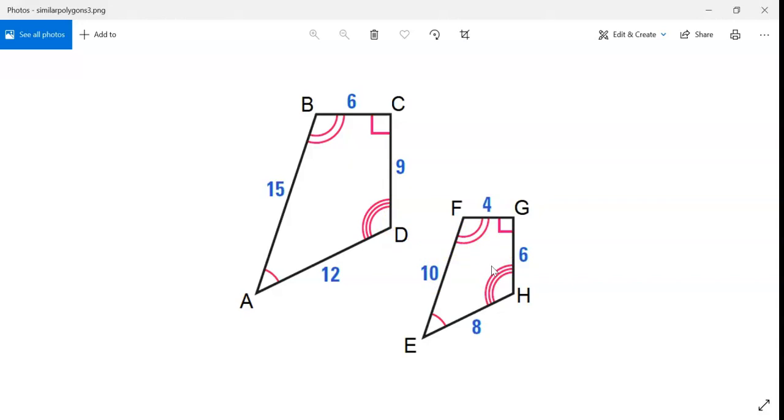Think about a rectangle and a square. A rectangle that is not a square and a square are not the same shape, but they have the same angles. So while having the same angles is required, a matching set of corresponding congruent angles, it doesn't necessarily guarantee that they are the same shape.